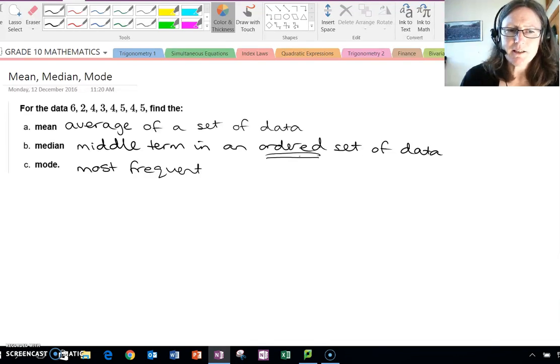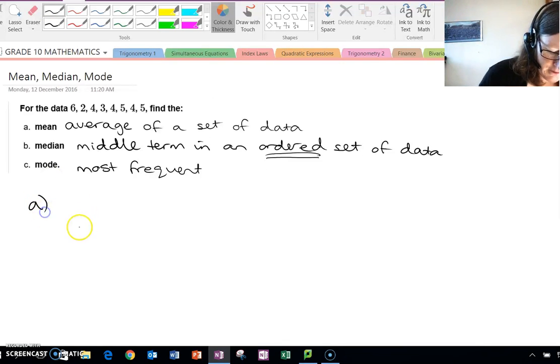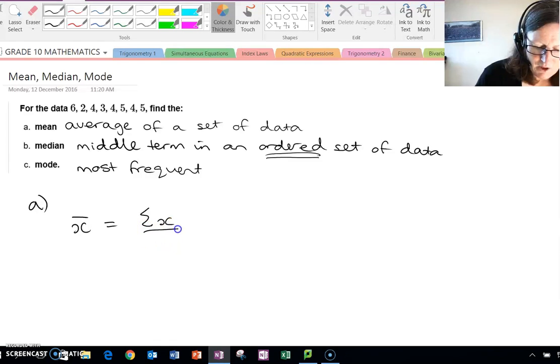So for the data listed above, I'll do an example of mean, median, and mode. So how we find all of those. We'll start with the mean. The mean is written like this, and it is the sum of all the scores divided by the number of scores.